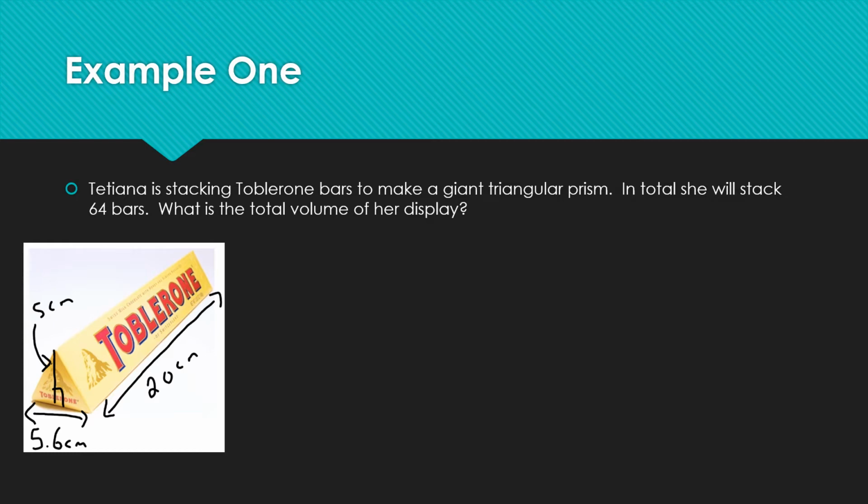We know that the area of the base times the height of our prism equals our volume. In this question, we know our base is a triangle, so the base area is base times height divided by 2, multiplied by the height of our prism. The base of our triangle is 5.6 centimeters. The height of our triangle, not the prism, is 5 centimeters. We need to remember to divide by 2 there.